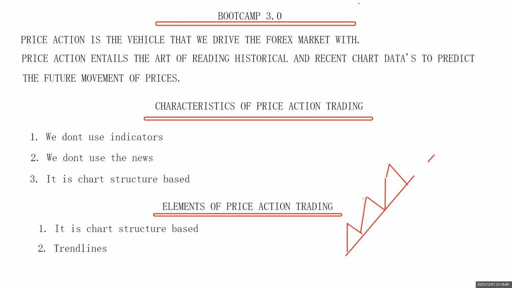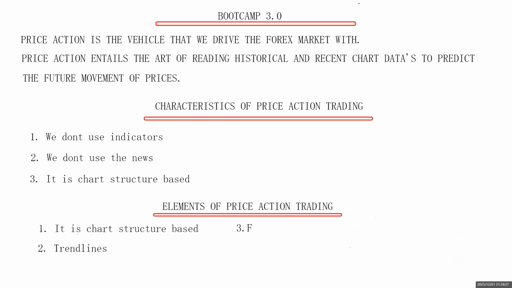So a trend line is basically a confirmation tool. It allows us to know if a trend is strong or if a trend is weak. What are the other things? Number three, we're going to be talking about what is the other thing?